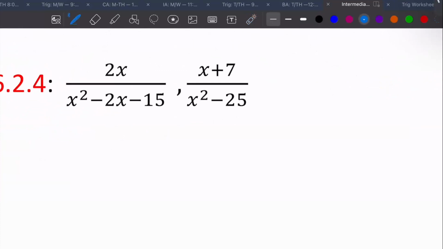x squared minus 2x minus 15. x and x, our signs are different. And then factors of 15 that'll add to give us -2 are 5 and 3. Okay. Factor the other one. That's the difference of two squares.